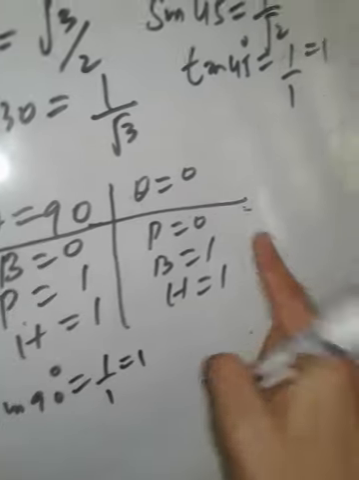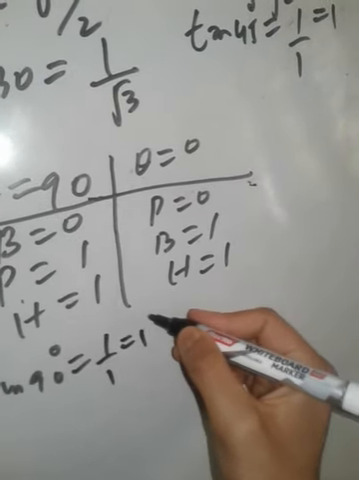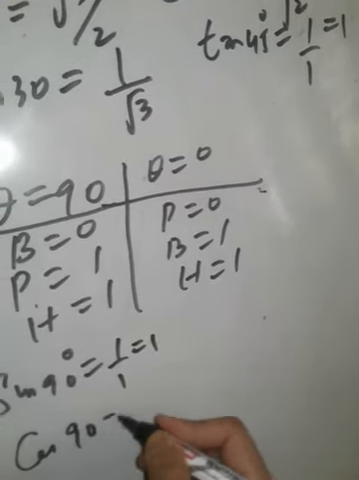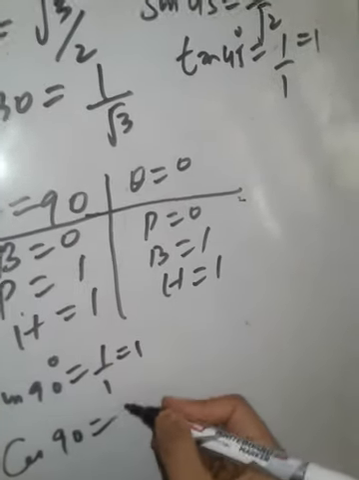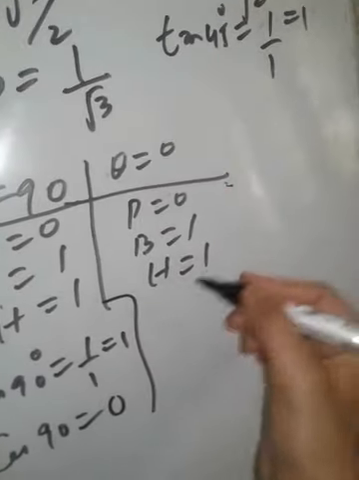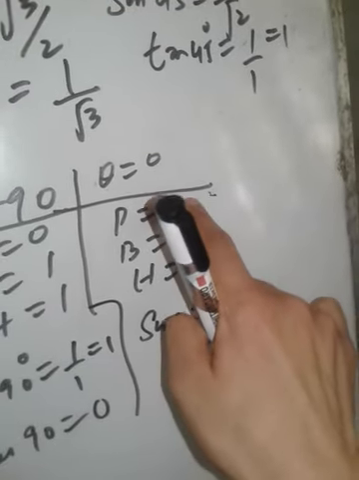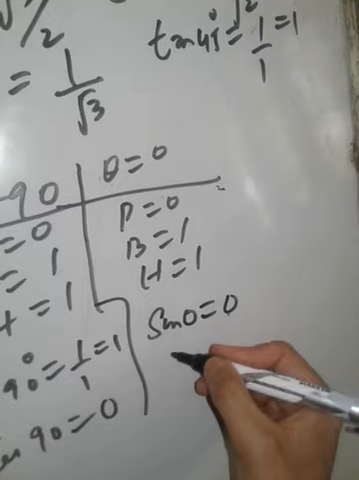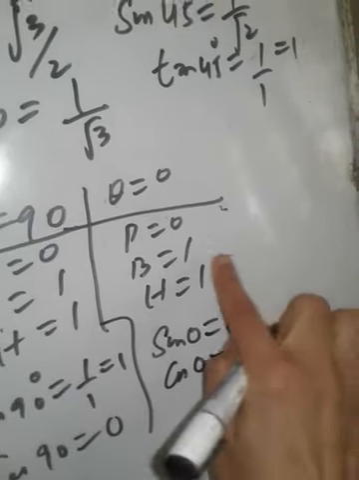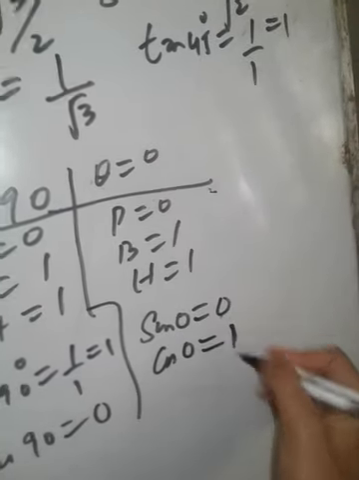This is 1. For example, you need to find cos 90. Base by hypotenuse. 0 by 1. This is 0. And similarly, if you need to find sine 0, this is perpendicular over hypotenuse. 0 by 1. This is 0. For example, cos 0. Base by hypotenuse. 1 by 1. This is 1.